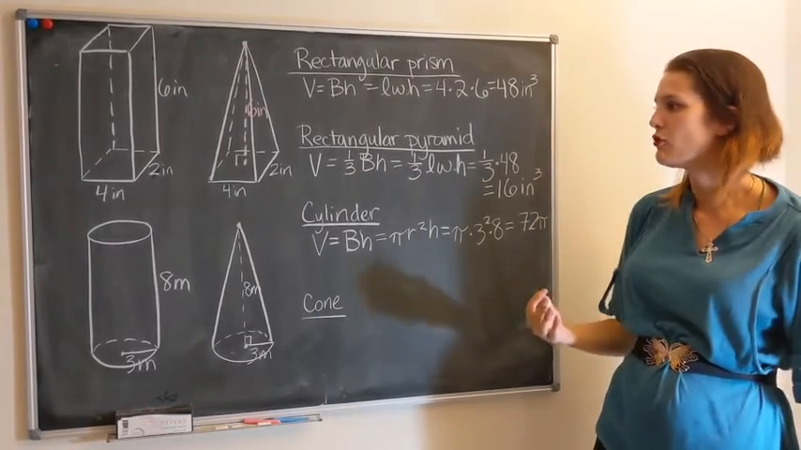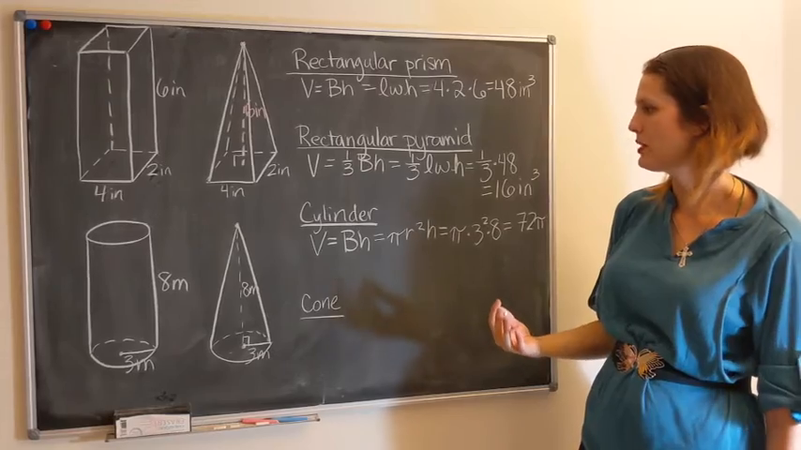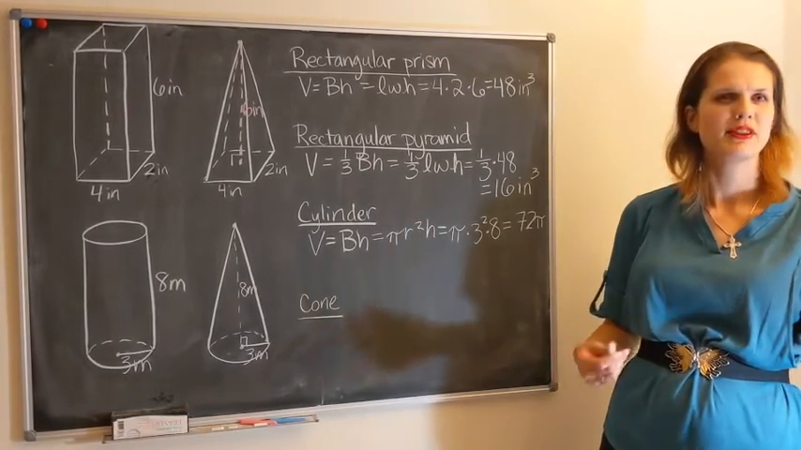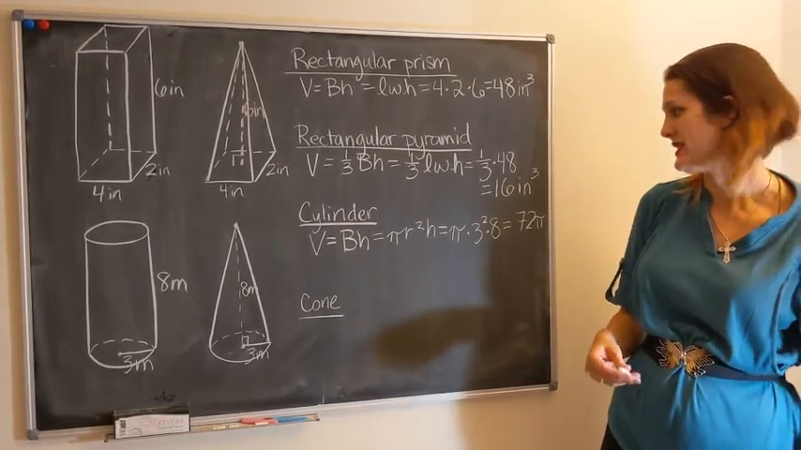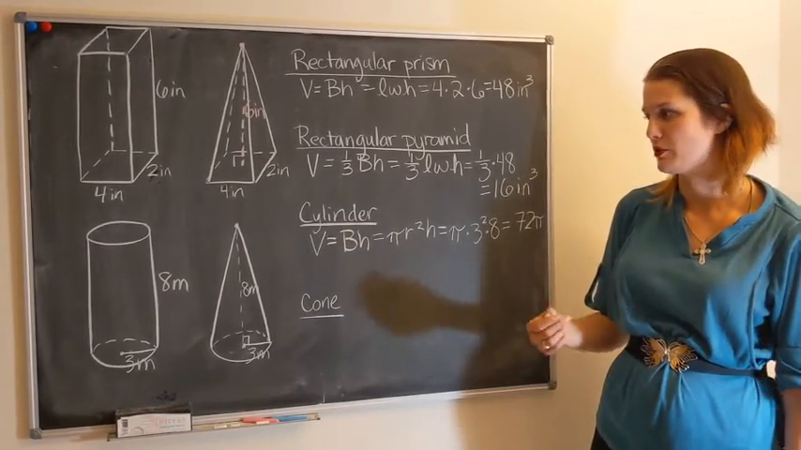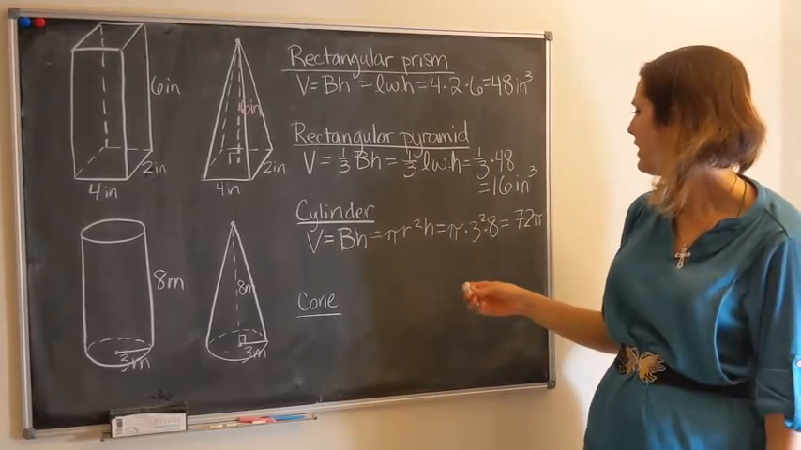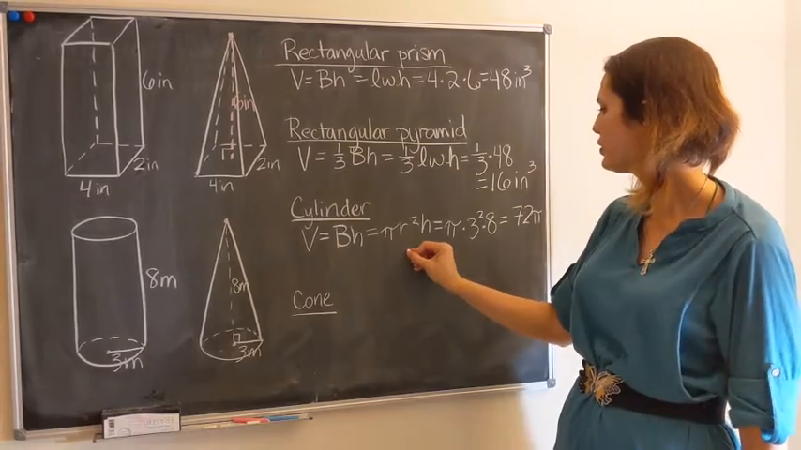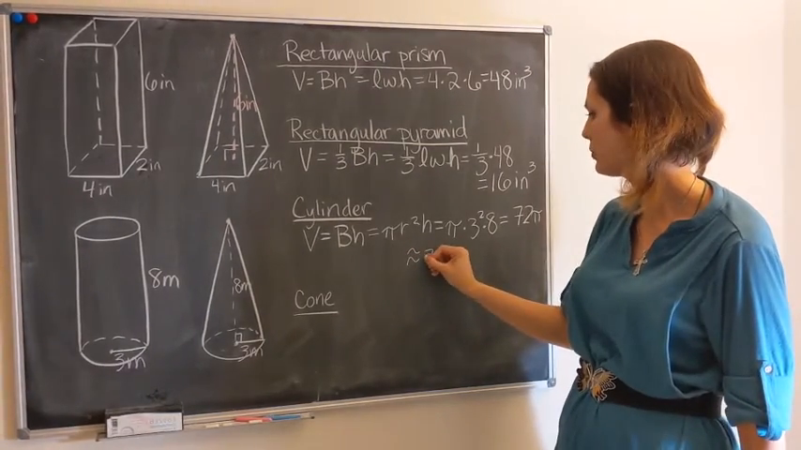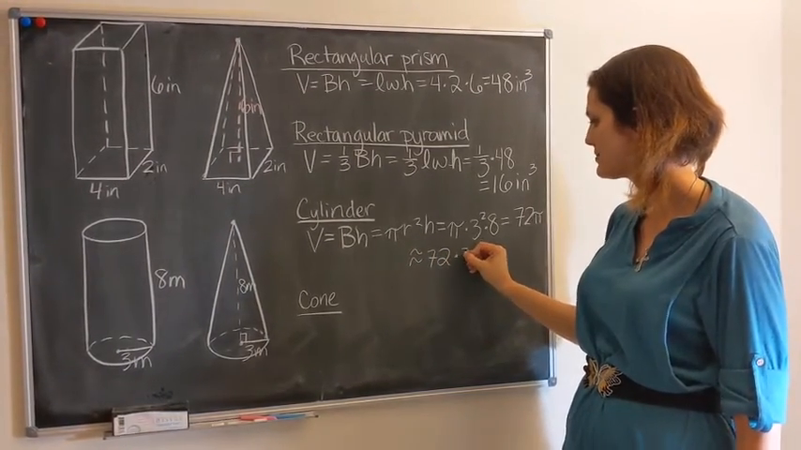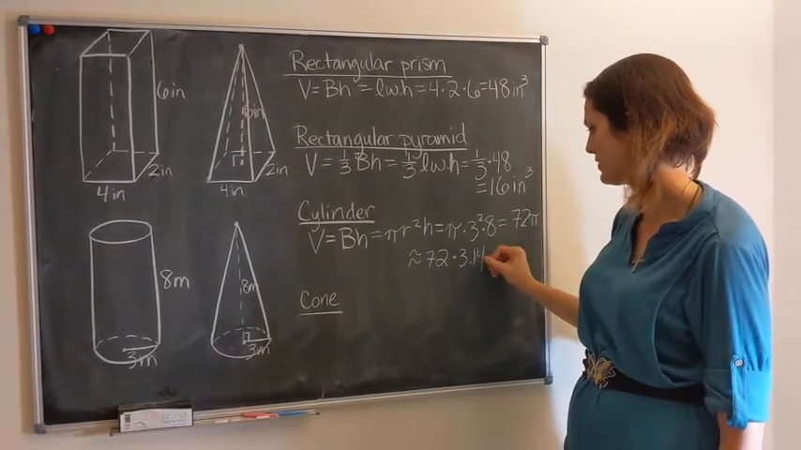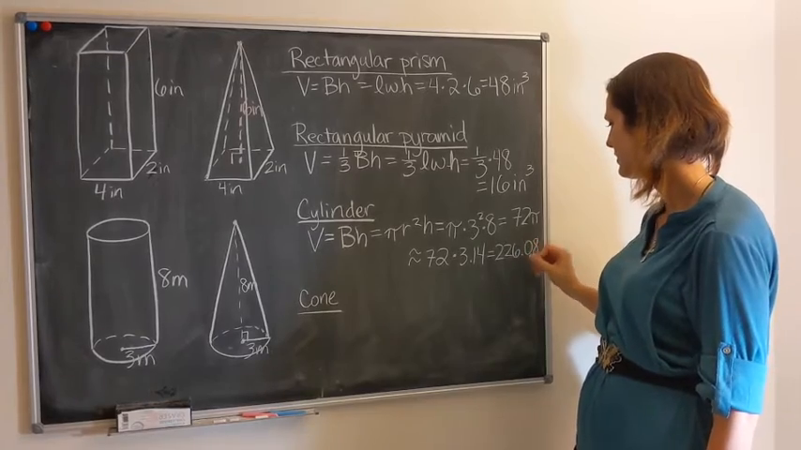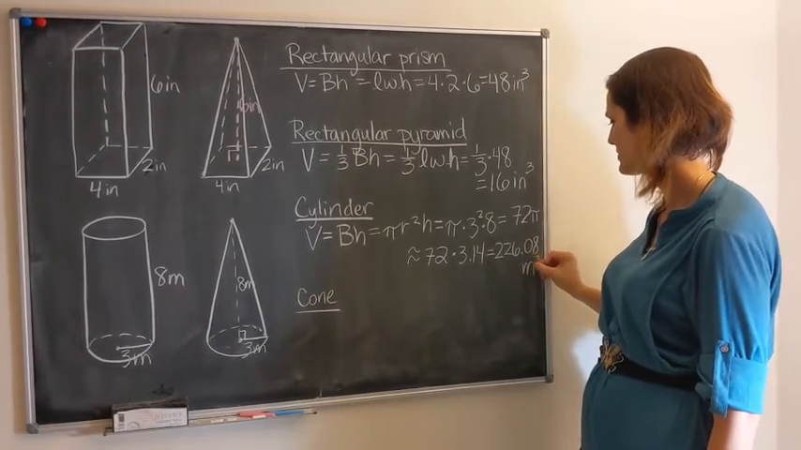And then if for a particular problem, we need to find an approximation for that value, because maybe this is an applied problem and we want to say something about the number of cubic meters of space that are in here in a way that is easier to imagine the quantity for. A good approximation for pi is 3.14. You can do 72 times 3.14 to get an approximation for this, or about 226.08 cubic meters.